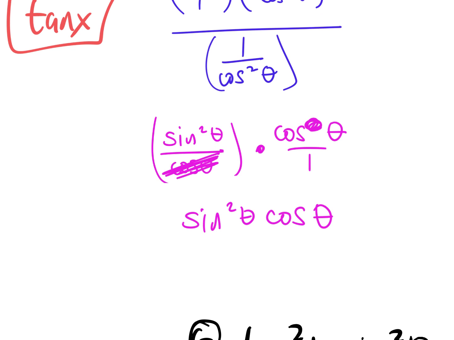Some people ask, how do you know that? Well, let's go through the list. Do you see a trig function squared that's attached to a plus or minus 1? No. Do you see any plus or minuses anywhere? No. Do you see any fractions? No. What are the 2 most basic trig functions? Sine and cosine. That's all you can do.